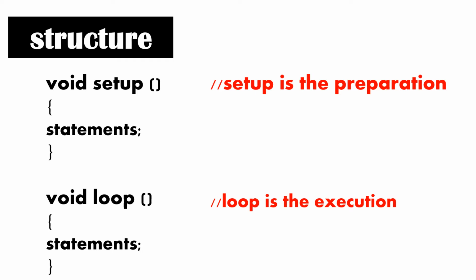Void loop naman is used for the execution. After setting up the pins you will use or the components that you will have in the circuit, then dapat alam ng Arduino ang gagawin niya dito. Sa void loop natin, ilalagay ang mga conditions and other things that your Arduino will execute.